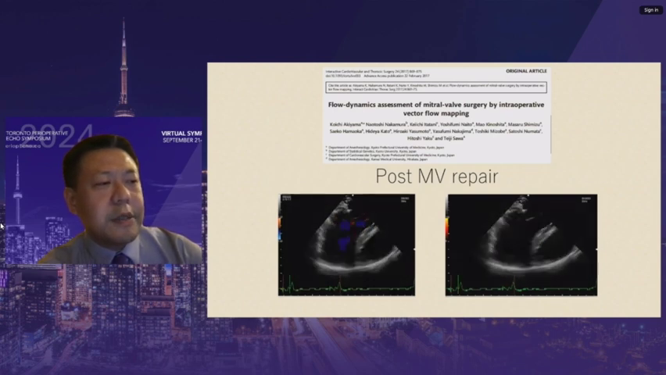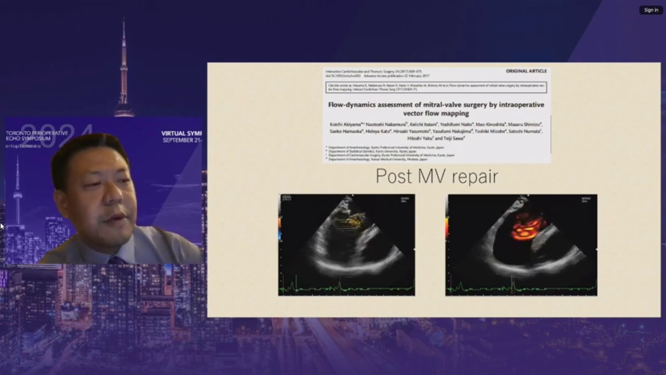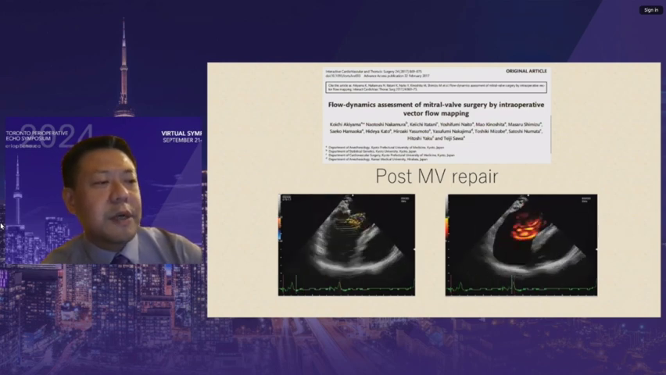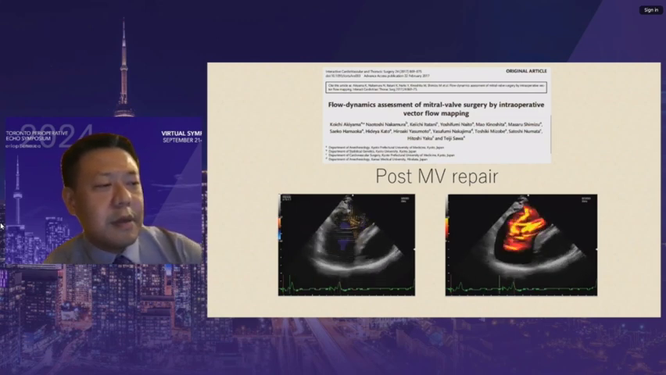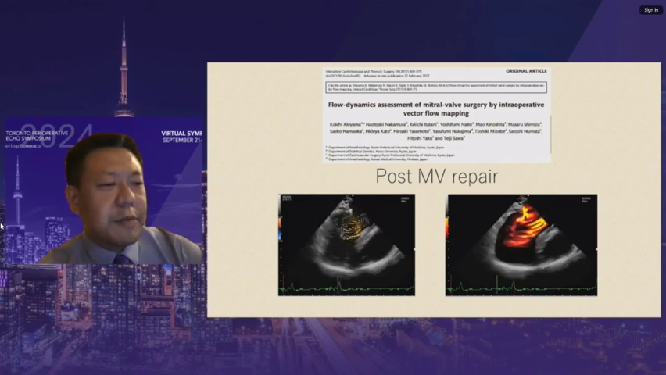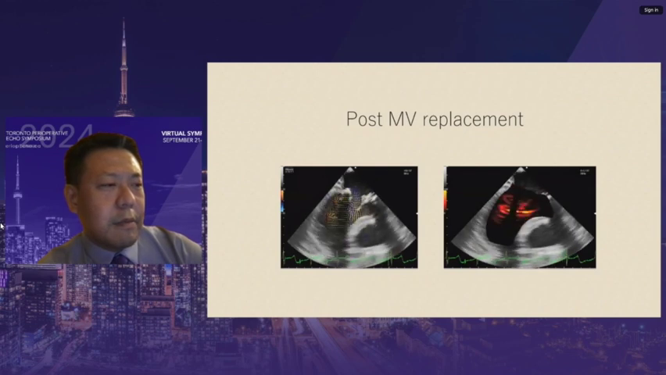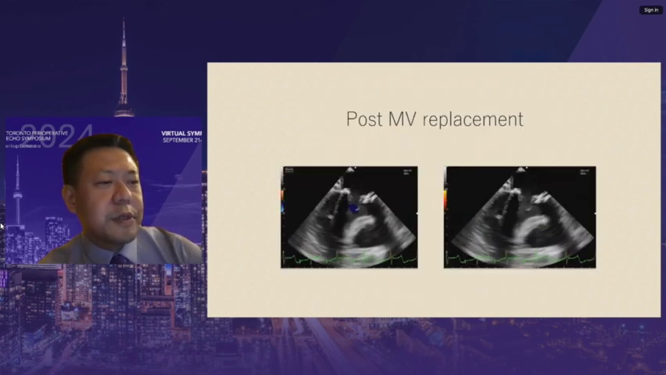It is known that the outcome of post-mitral valve repair patients is better than post-mitral valve replacement patients. How does the intraventricular vortex change after the mitral valve surgery? The movie shows after mitral valve repair. Normal vortex pattern was preserved after mitral valve repair. Next slide. But after mitral valve replacement, the vortex was in both rotations. Next slide.